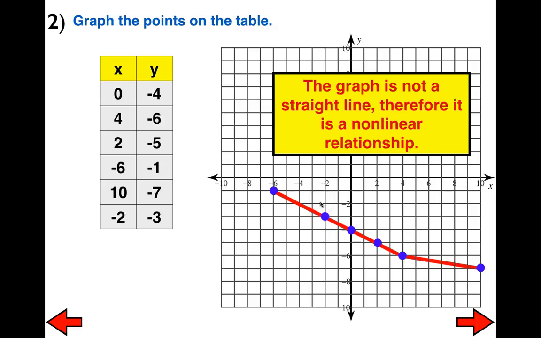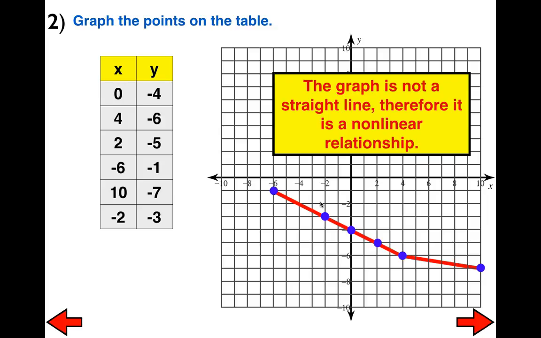Okay? Because if it was a straight line, we would say it's a linear relationship. So here, notice if you are graphing it, it's different than when you are checking a table. When you graph it, you need to see if it's a straight line, it's linear. If it's not a straight line, it's nonlinear.